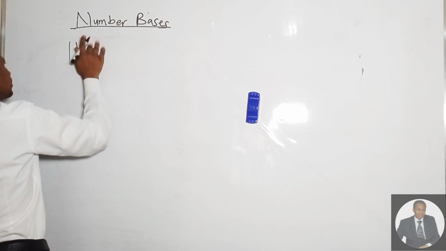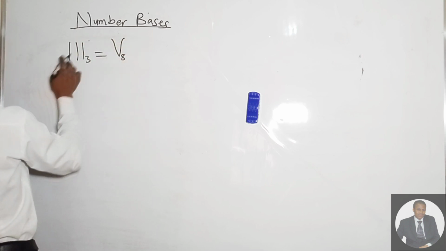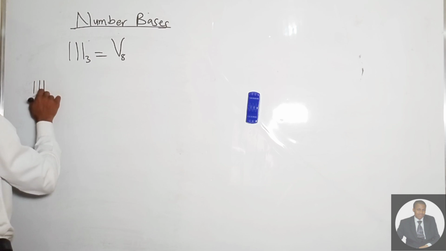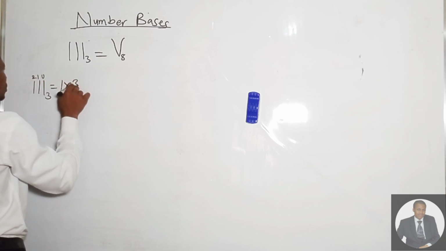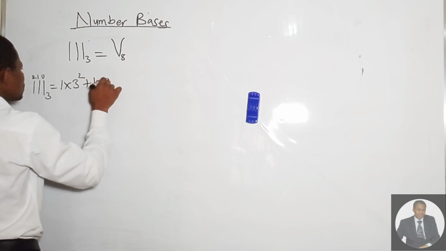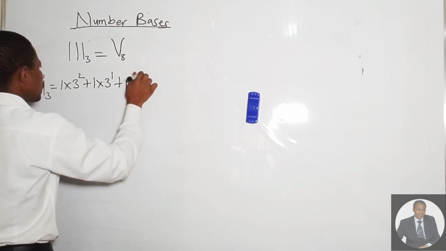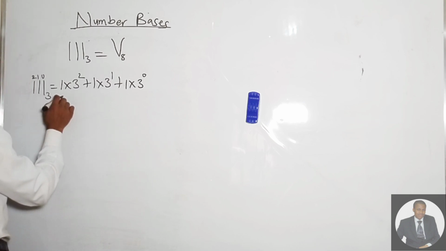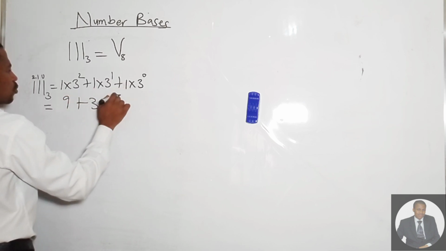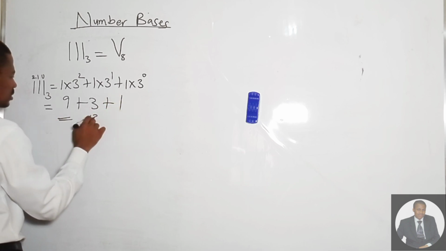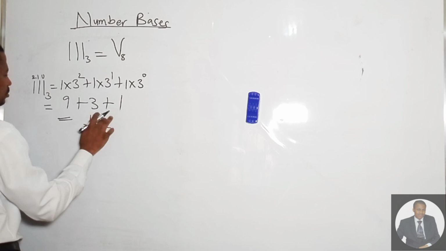Next: 111 base 3 to base 8. So we convert to base 10 first. 1, 1, 1: 0, 1, 2. That will be 1 times 3 raised to power 2 plus 1 times 3 raised to power 1 plus 1 times 3 raised to power 0. So what do we have? 9 plus 3 plus 1. That will be 12, 13. That's 13 base 10.